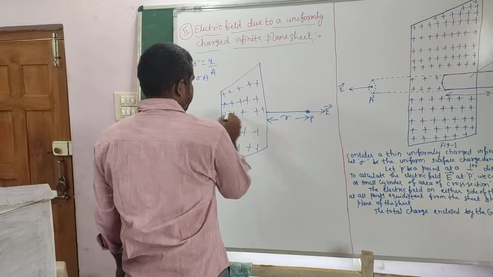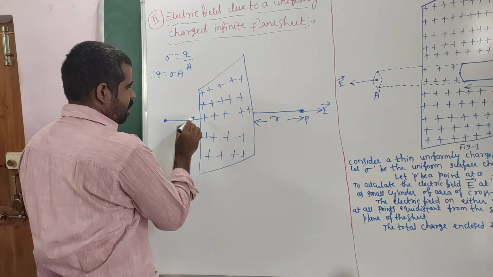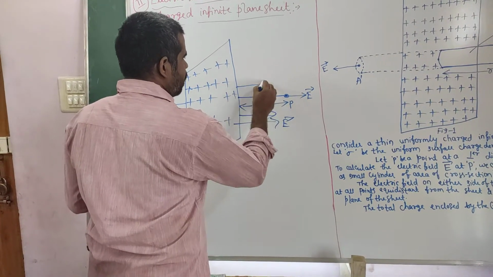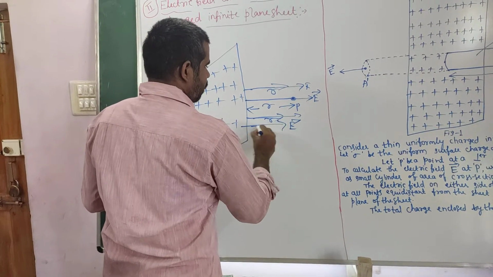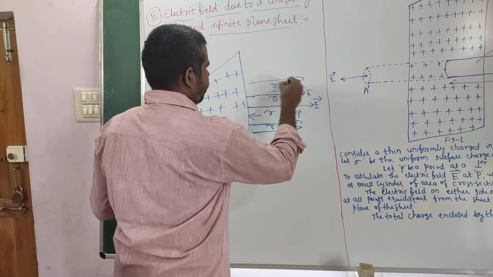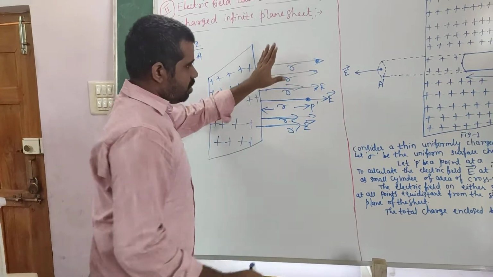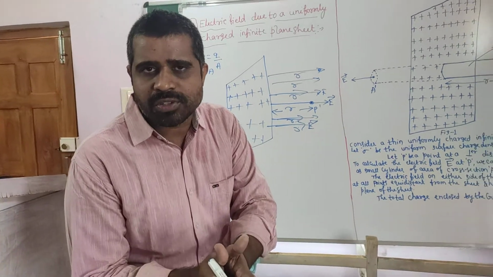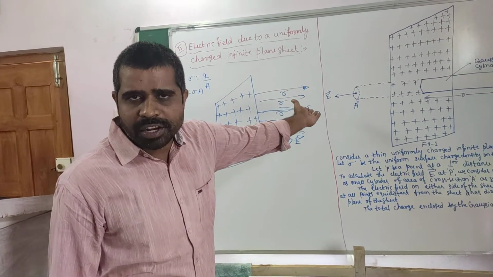Here also there is R. Here is the magnitude of E. Here is also E. Everywhere R is there. At all these points, if R is the same, then the magnitude of electric field is also the same.